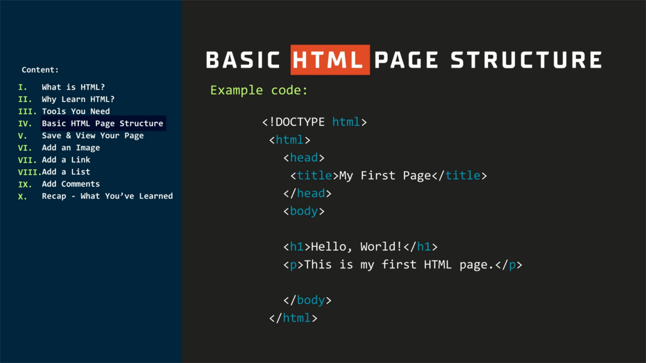Then comes the head section. Inside the head, you have the title. This is what shows at the top of your browser tab. Finally, there's the body section. Everything inside the body is what people see on your page. In this example, we have an H1 tag. That's a heading. It says, "Hello world," and a P tag. That's a paragraph. It says, "This is my first HTML page." This structure is the foundation of every web page.